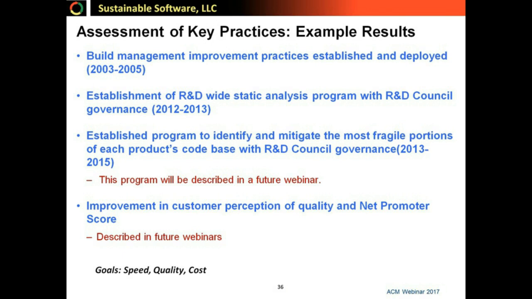I already mentioned the third one, mitigating the most fragile portions of each project's code base, and we'll have a webinar later in the year. And the fourth one, improving customer perception of quality. John Paulfman and Robbie Sethi will describe a quality program associated with that on May 17th, along with an important industry metric called the Net Promoter Score. That's it for the examples.